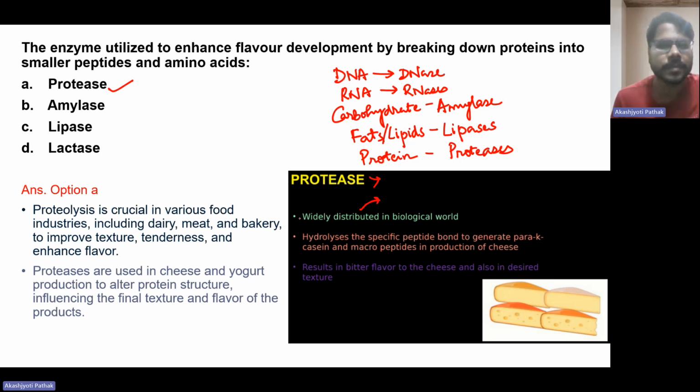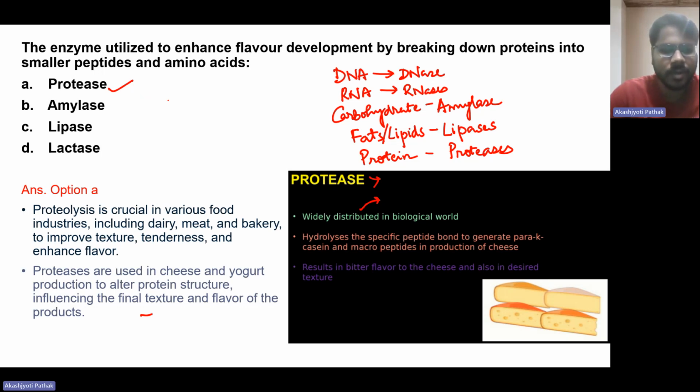Okay, so it is widely used. This enzyme is widely used, and they are also used in cheese and yogurt production to alter protein structure, influencing the final texture and flavor of the products. So it has two advantages. These proteases improve the texture, and they also add flavor to the products.